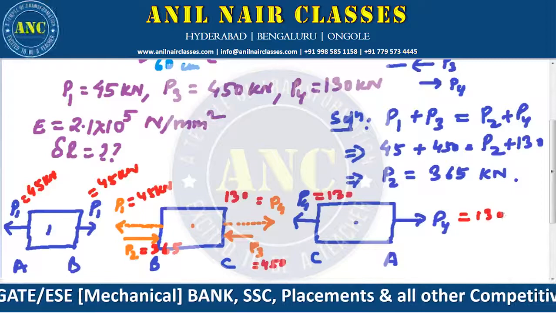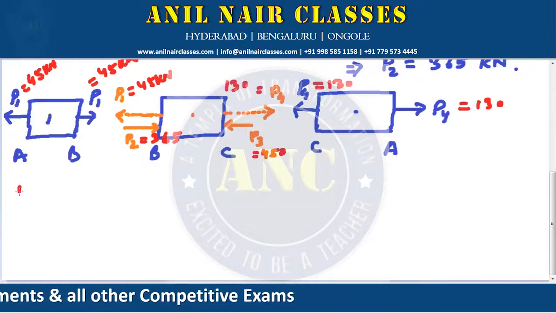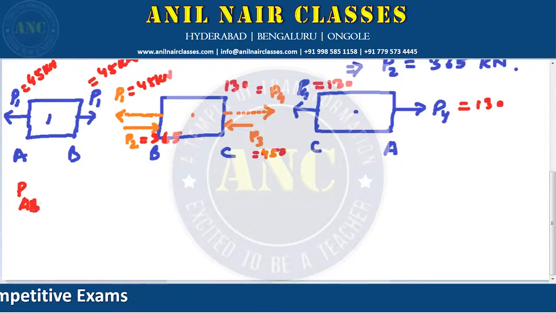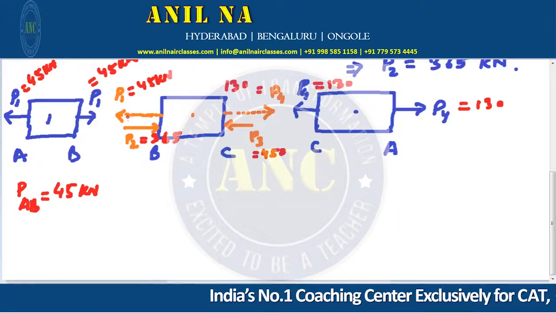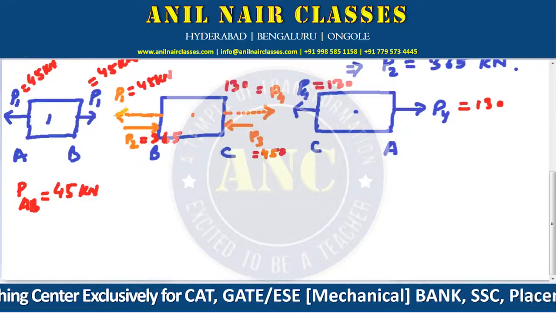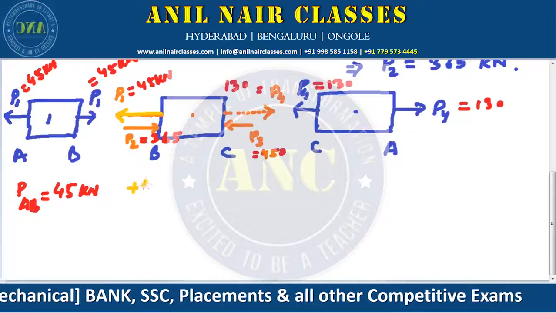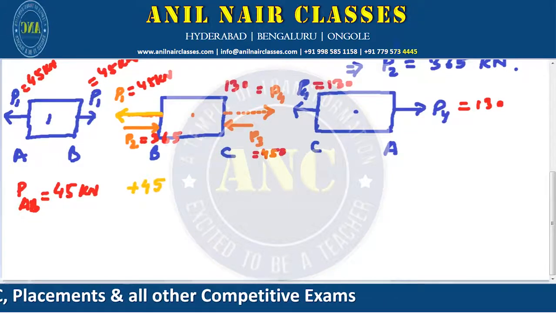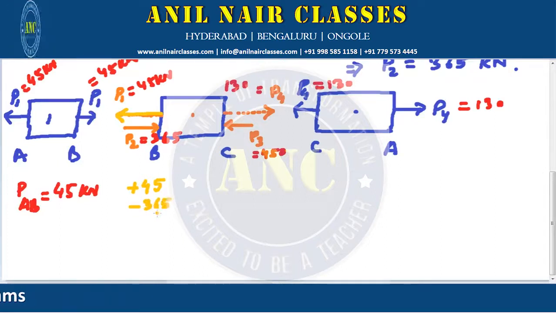All in kilonewtons, right? Now let us say this. What is the load in AB? Load in AB is 45 kilonewton. Now here, before we go to the load, we have to see this. If you see, this part P1 is going away from the center, that is tensile. So this is plus 45. 365 is going inside, that is minus 365.